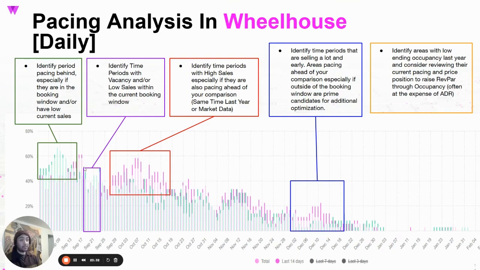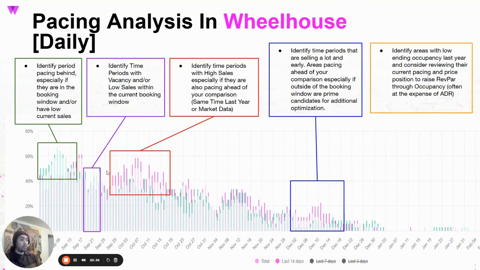That tells me a few things. Maybe the demand shifted, and I don't have too much to be concerned about. Maybe I have opportunities because I am selling well here. And also, I'm not selling on this date that's behind, so maybe that rate needs to come down. So already at a glance, I went from September's pacing behind to there are 3 date ranges with 3 different tactical approaches that I could take to improve my revenue.